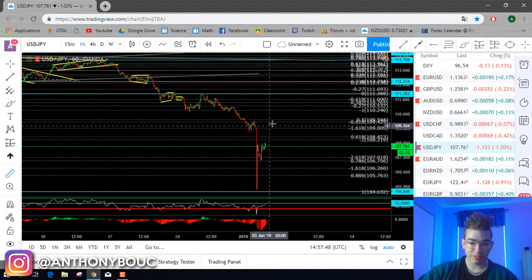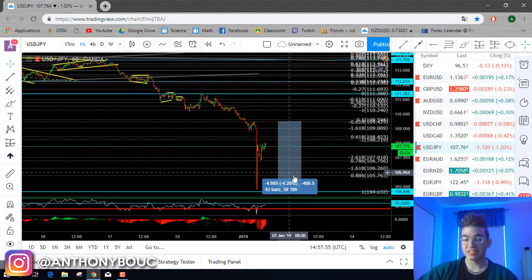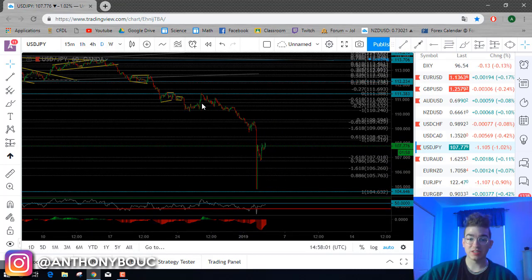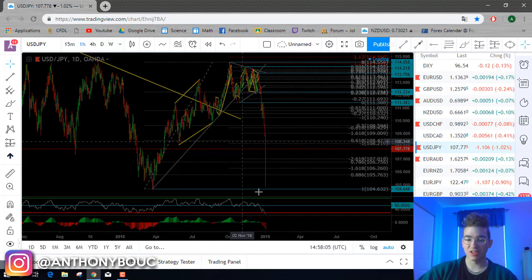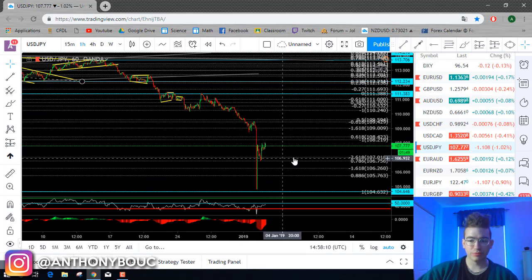We can also take a look at USD/JPY, which also dropped massively. If we measure this, it's basically 460 pips in a very small amount of time. So that was a massive drop as well. You can see how big it looks on the daily, right? So it was pretty big as well. It also retraced already a big portion of the movement.